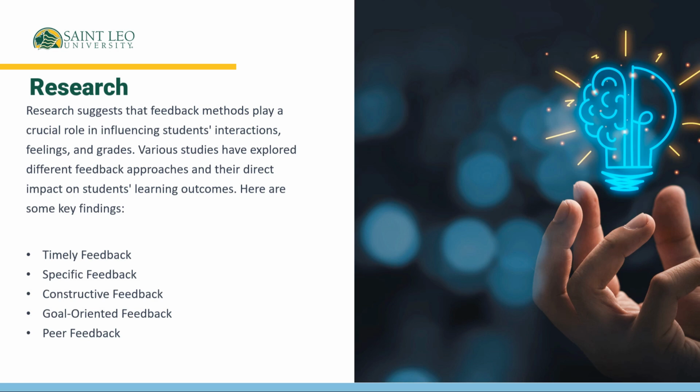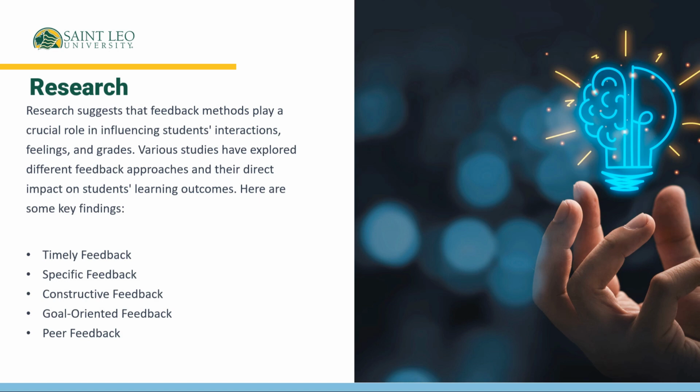Goal-oriented feedback. Goal-oriented feedback aligns with students' individual learning goals and provides guidance on how to achieve those goals. Research indicates that goal-oriented feedback enhances students' self-regulation and also their self-reflection. When students receive feedback that's directly related to their specific objectives, they can make meaningful connections between the effort and the desired outcome. This type of feedback encourages students to take ownership of their learning and fosters an intrinsic motivation and improves their interactions with the material. Consequently, students are more likely to achieve higher grades.